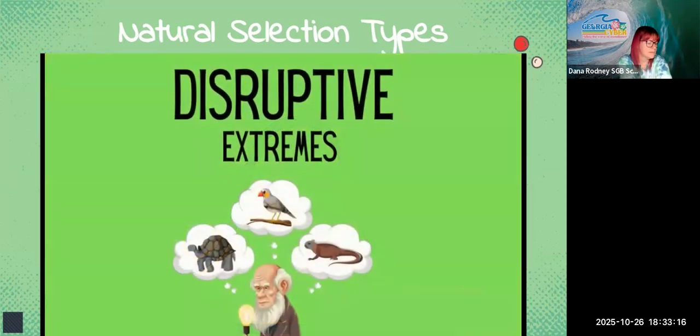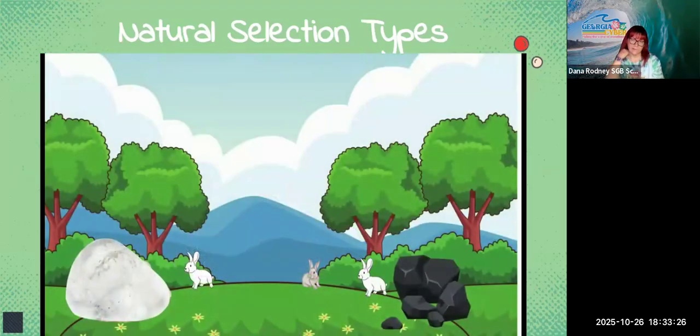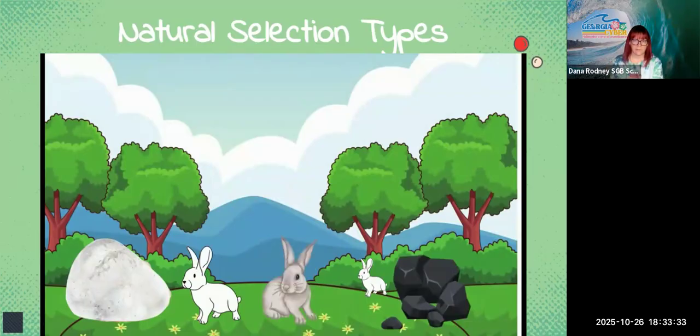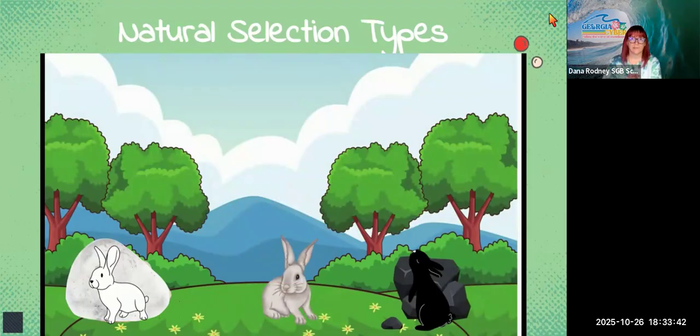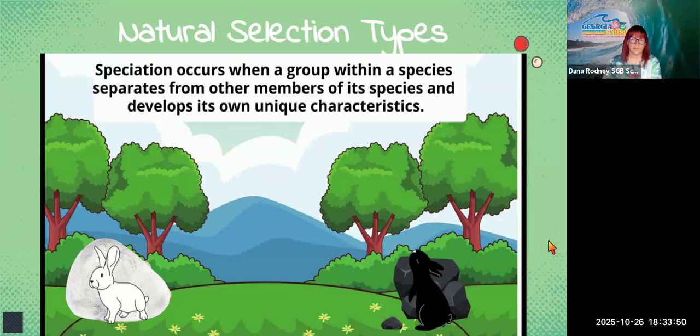Disruptive selection is the opposite of stabilizing. The average is not favorable and the extremes become favorable. For example, you have a population of rabbits that live along black and white rocks. The fur color of the rabbits ranges from white to gray to black. The white and black are the extreme colors, because the white and black colors can camouflage on the white and black rocks. The extremes will be selected for, and the average color will be selected against. Over time, this type of selection can lead to speciation.